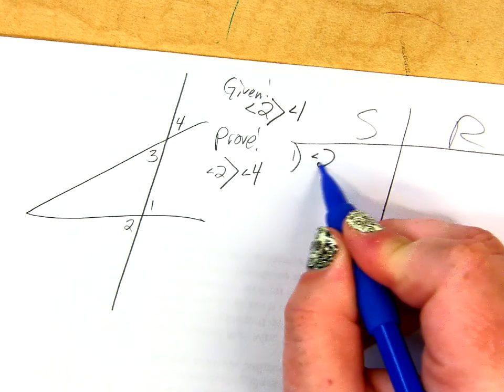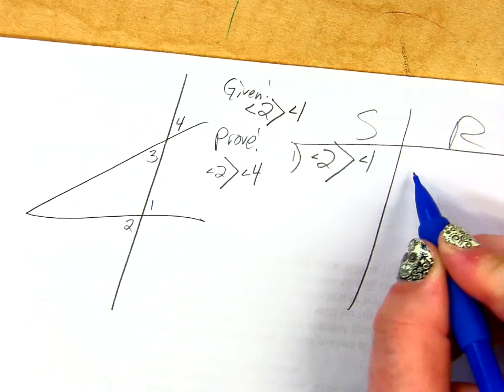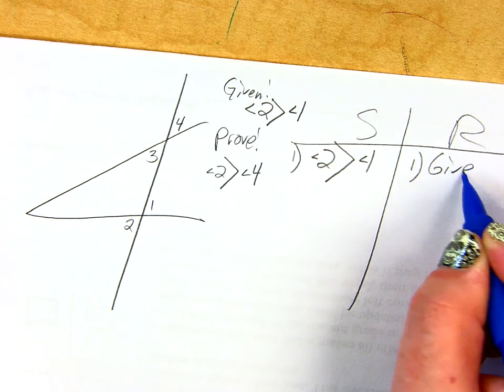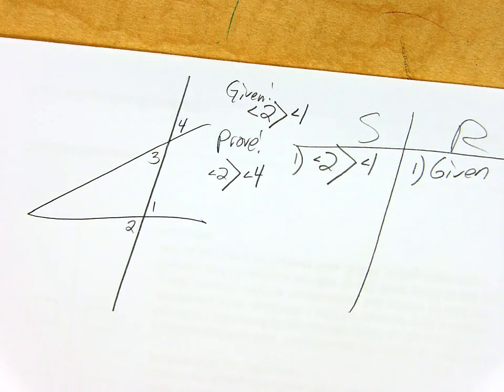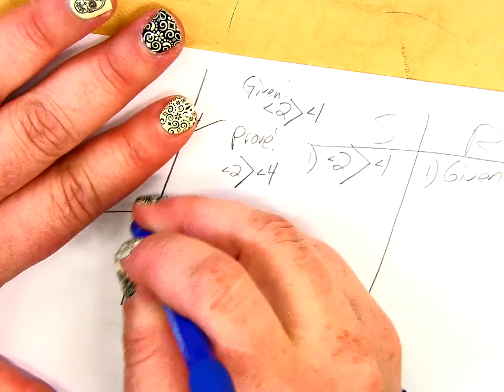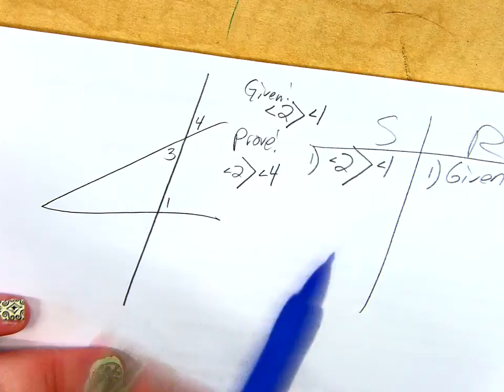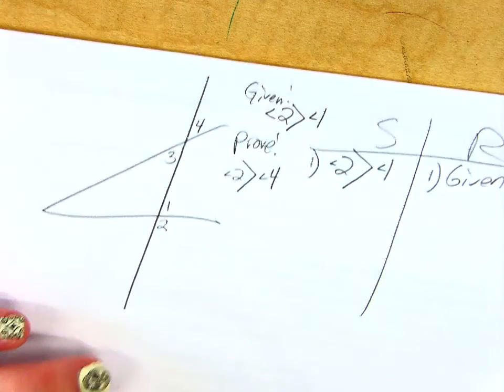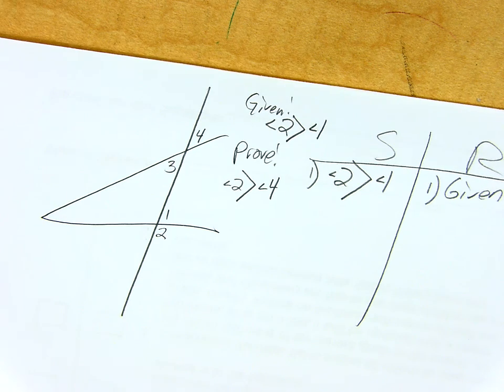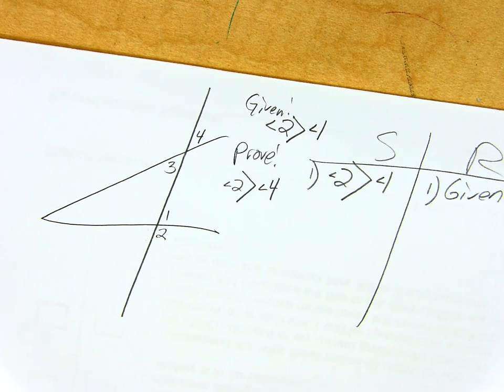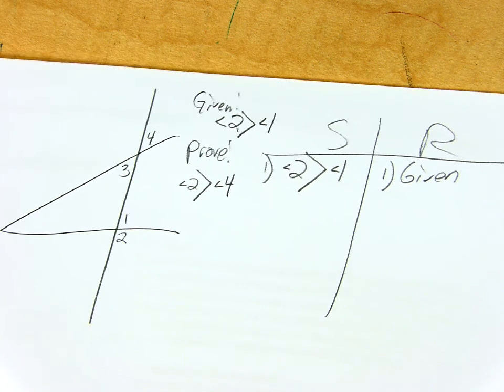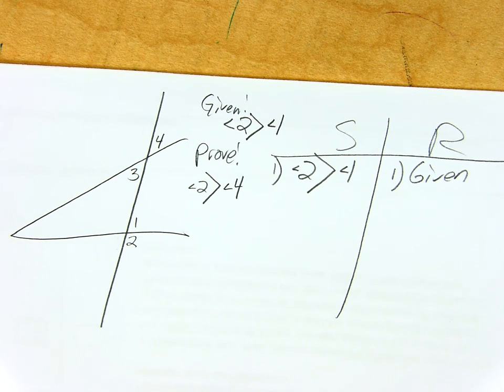So if angle 2 is greater than angle 1, I'm sorry, I put my 2 in the wrong spot. 2 is supposed to be here. Sorry. Okay, that should be better.